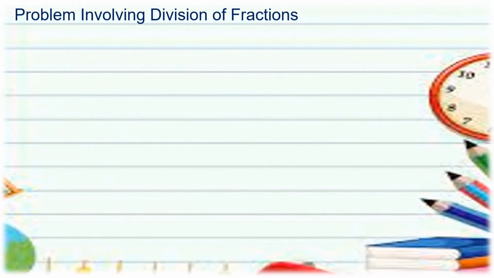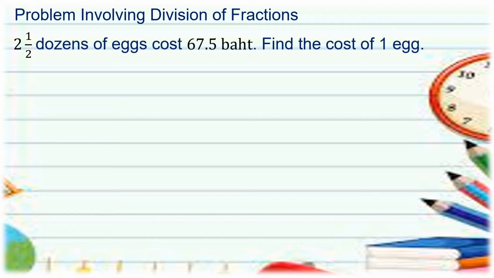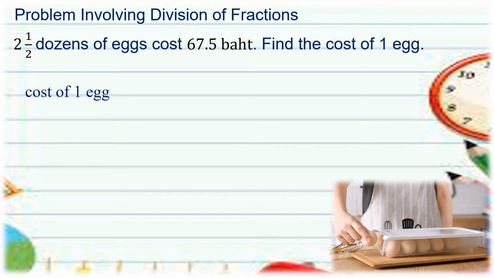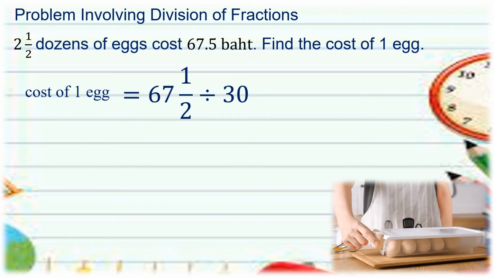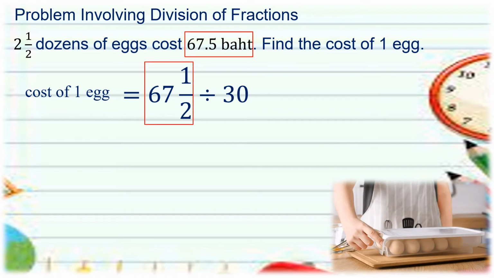Now let us have a problem involving division of fractions. 2½ dozens of eggs cost 67.5 baht. Find the cost of 1 egg. So in here, we are going to determine the cost of 1 egg by dividing 67 and 1/2 by 30. Why 67 and 1/2? So we all know that 0.5 is equal to 1/2. So 67.5 is equal to 67 and 1/2.